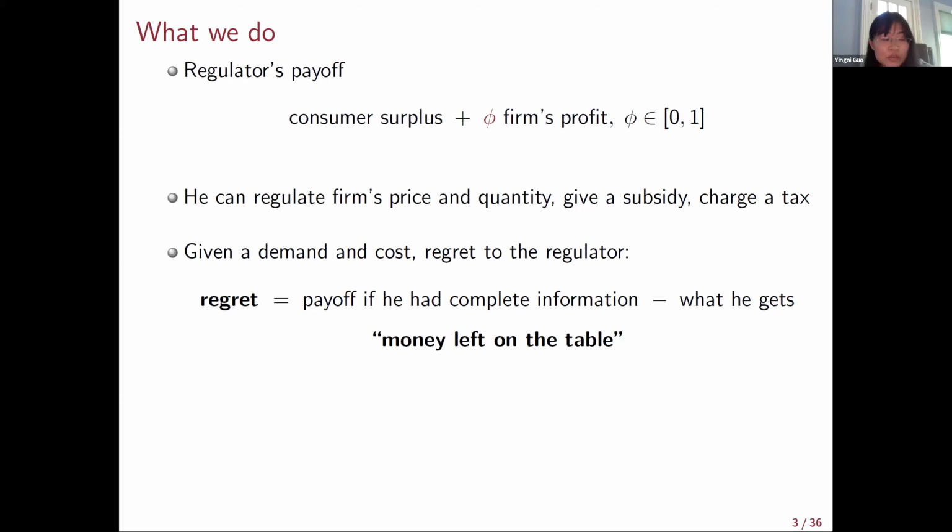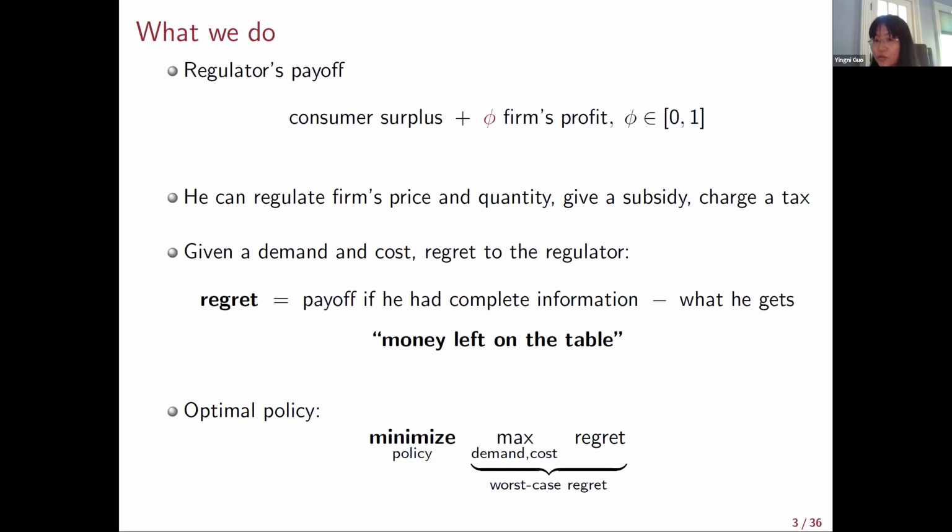We focus on situations in which the regulator has very little information and he chooses a policy to minimize his worst case regret. The regulator's worst case regret is his highest regret across all the possible demand and cost scenarios. The optimal policy minimizes this worst case regret. Any questions so far? This is just a preview. I will go over the model in detail in a few minutes.